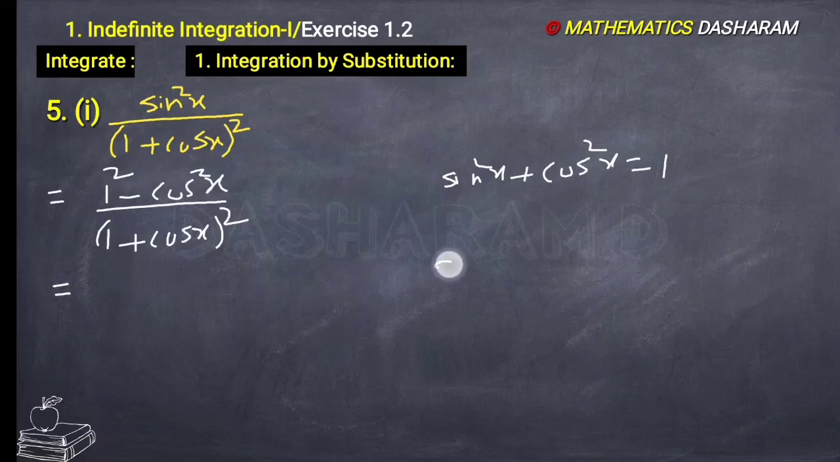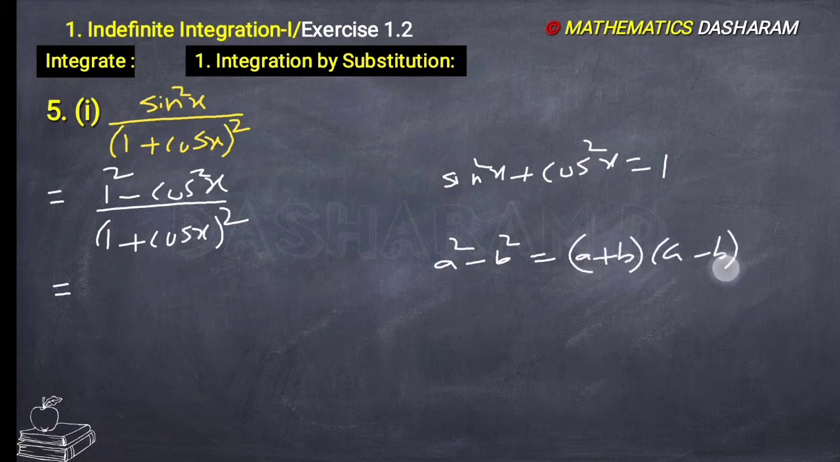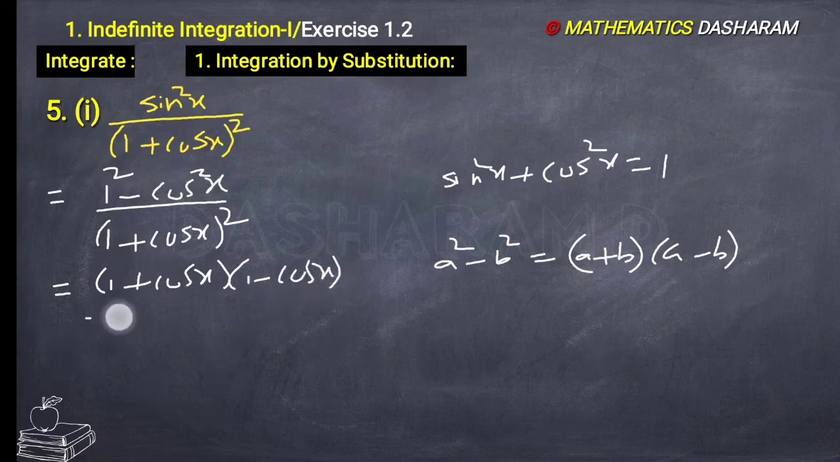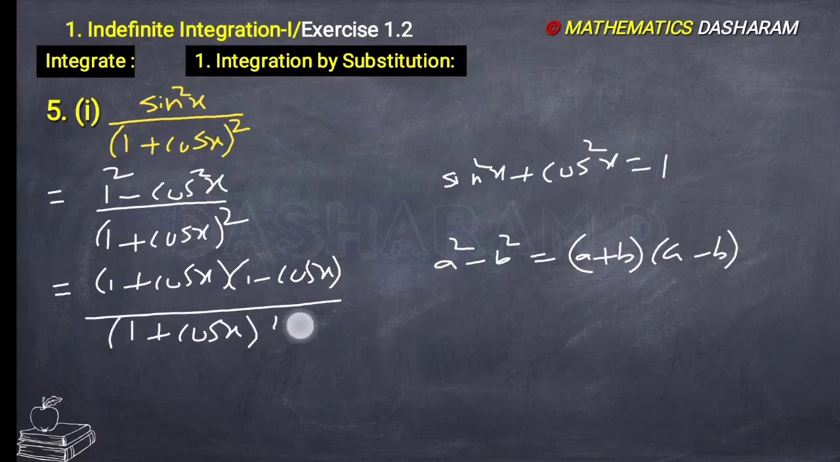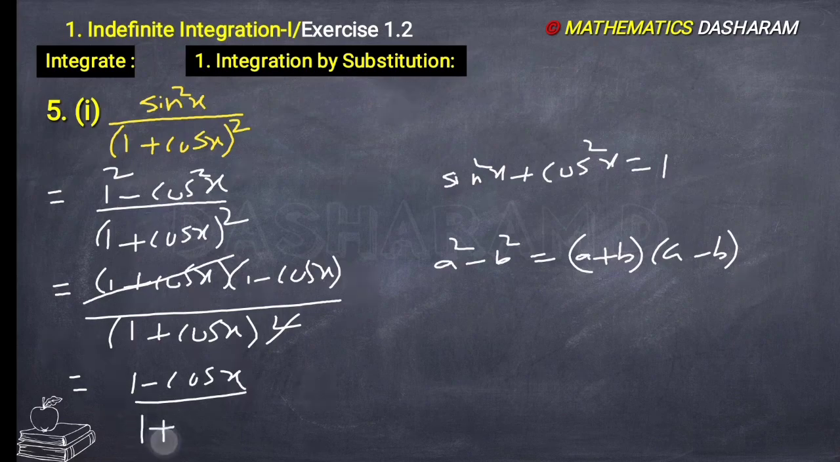Now here, a square minus b square formula gives (a plus b) into (a minus b). So then (1 plus cos x) into (1 minus cos x) divided by (1 plus cos x) whole square. One factor of 1 plus cos x gets cancelled. So we get (1 minus cos x) divided by (1 plus cos x).